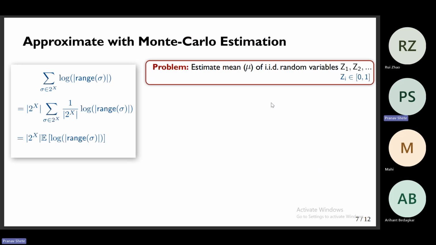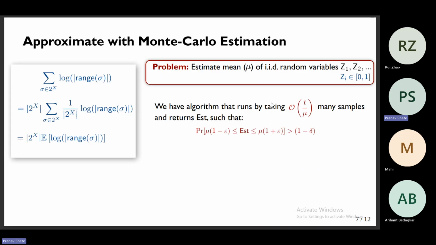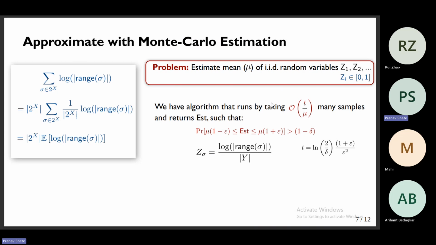Random variables, where the random variables lie between 0 and 1. And we have algorithms that run by taking order of t by mu many samples and return an estimate that lies within epsilon with high probability. And this t is a parameter that comes from epsilon and delta. Now, if we take our random variable like this, that lies between 0 and 1, we can apply the Monte Carlo estimation methods to count the number of functions.